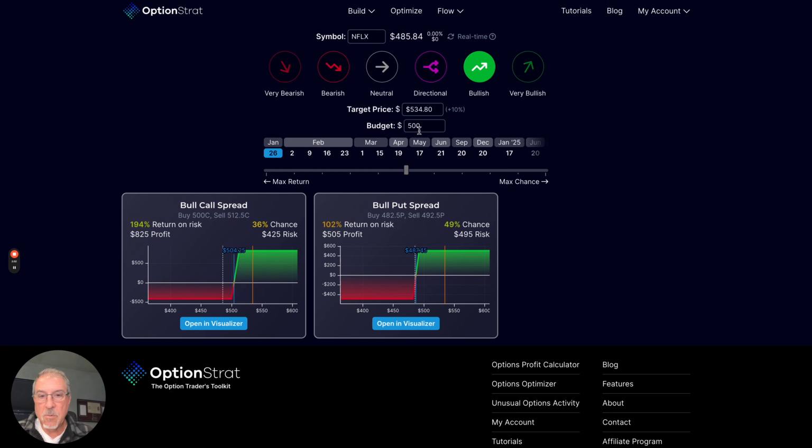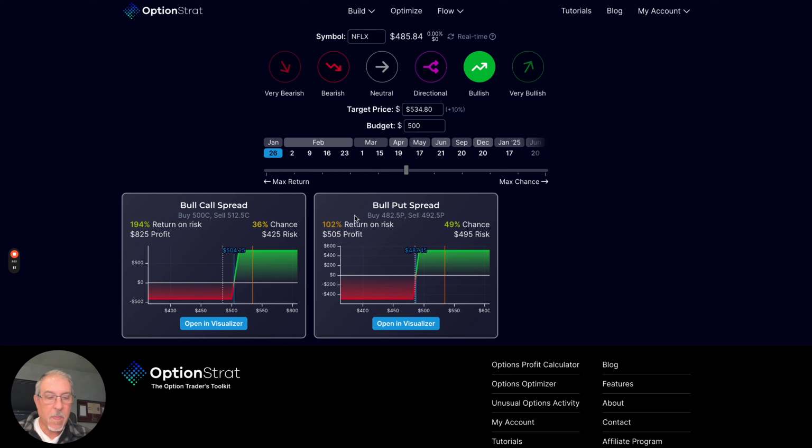So we can see when we do that, the other thing I want to do is make sure that I'm selecting the options that expire the soonest. That is this Friday. The reason for that will become obvious in a minute, but basically it has to do with volatility, and volatility being the highest it's going to be right now. And then we can look at the two trades that it gives back to us that fall into that specific criteria.